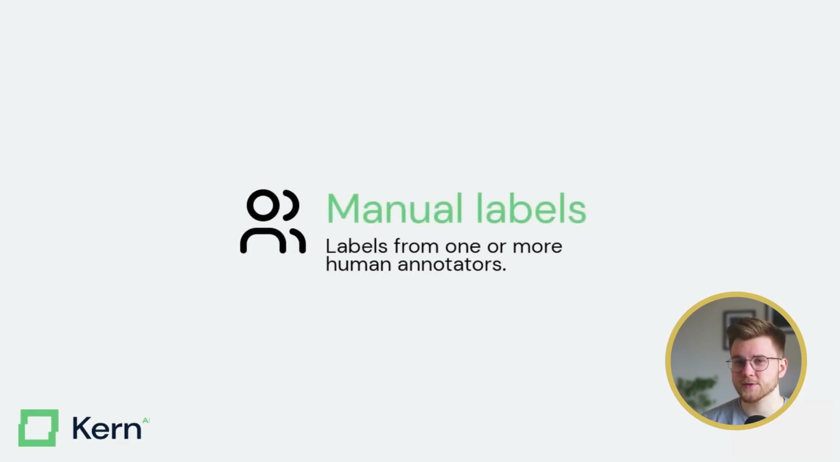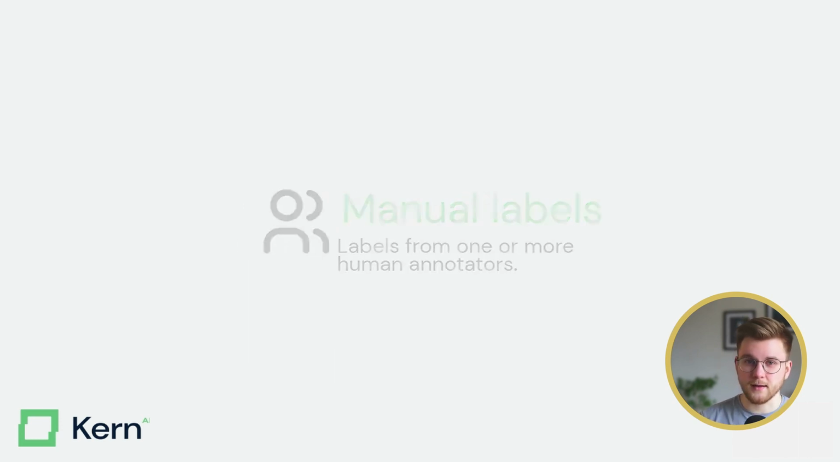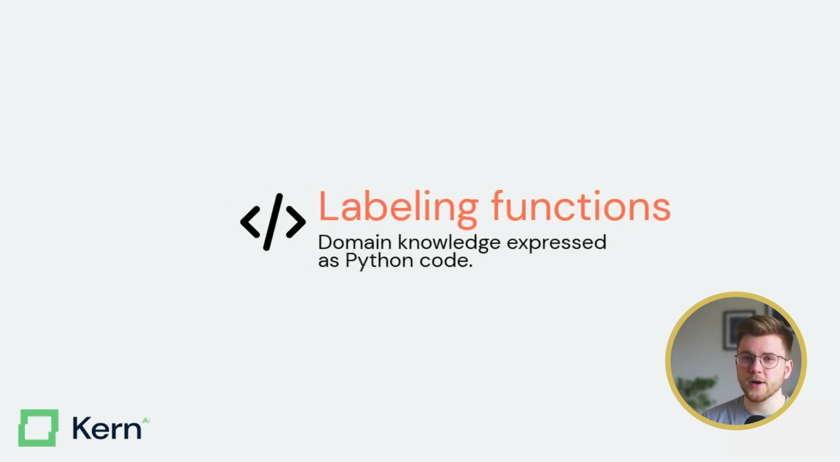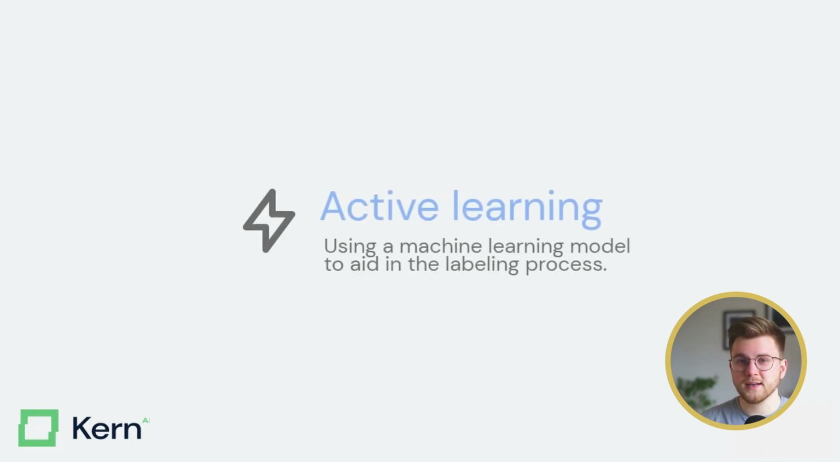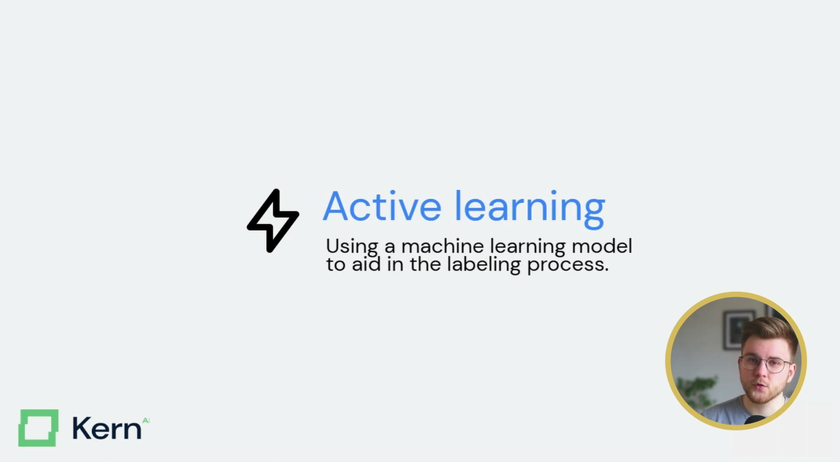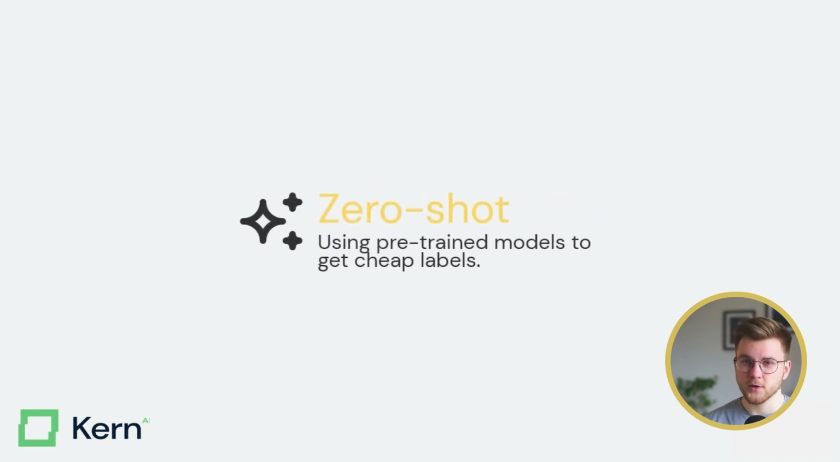Besides traditional manual labeling, there are many other sources to get cheap labels for our data. Like labeling functions, in which we incorporate our domain knowledge as code. With active learning, we can leverage a machine learning model during the labeling process, or we can use pre-trained models like GPT or BERT to obtain cheap labels using zero-shot. And we can refine these heuristics until they are very accurate.